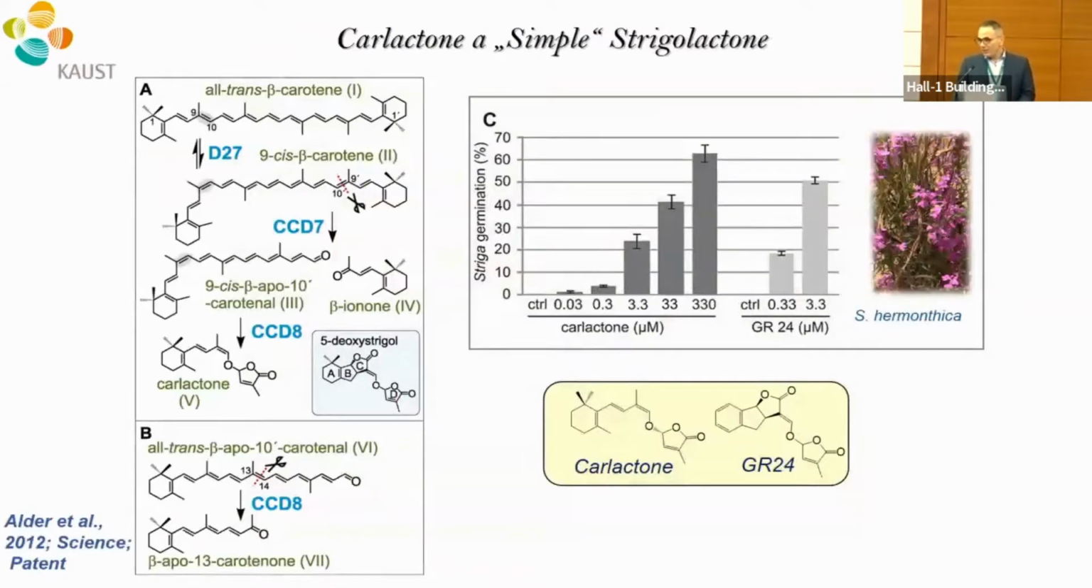I'm a plant molecular biologist, biochemist. I was working on the biosynthesis of strigolactones. Thereby, we identified a simple strigolactone that we called Carlactone. You see the structure here. Then we thought, why don't we use the structure of Carlactone to develop new strigolactone analogs that can be used for the suicidal germination.